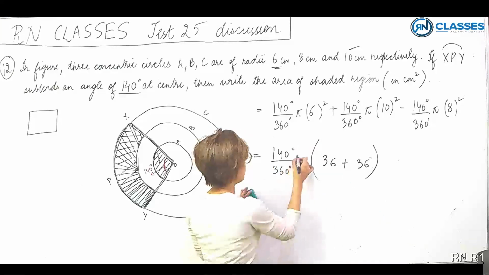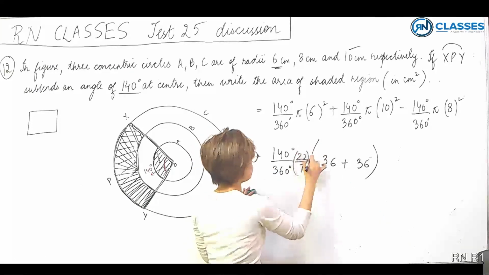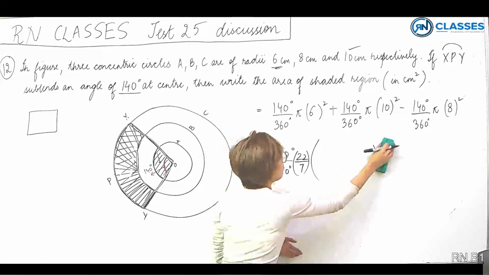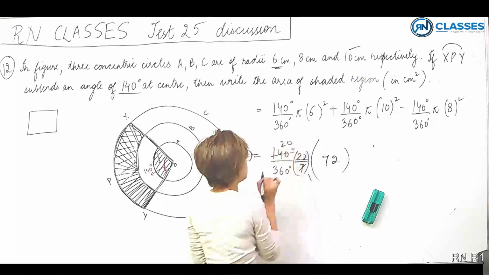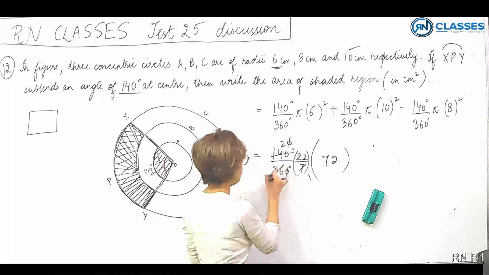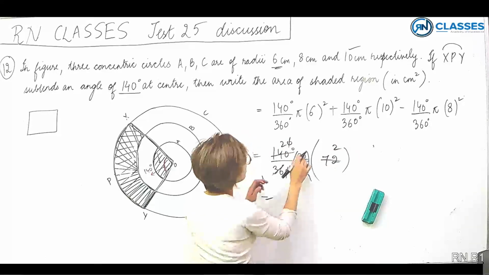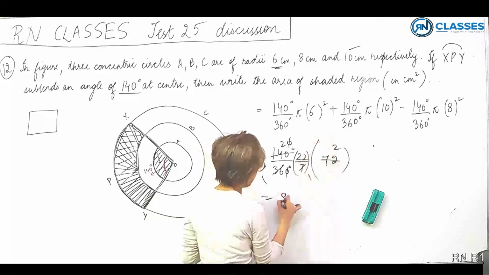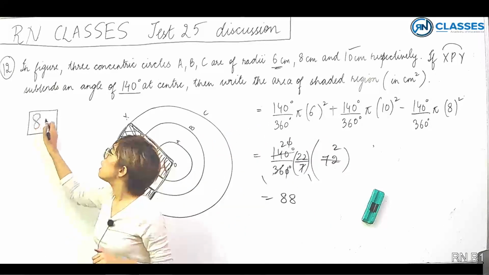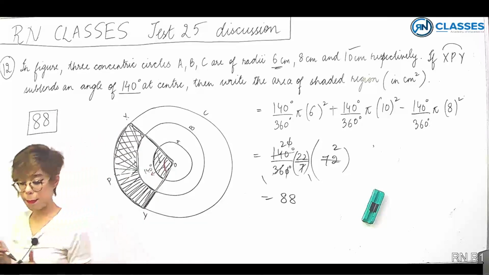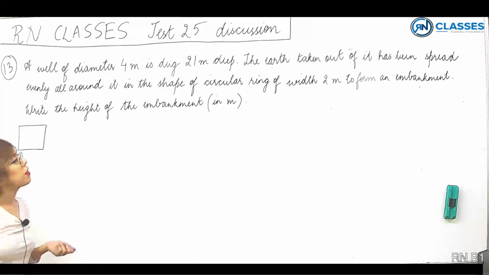So, pi is 22 by 7. So, this is 72. This is what? 20. Cut the zero, 1, 2. So this is 22 into 4, which is 88, and the answer is 88 centimeter square. So we'll just write 88. All right. So the next one.